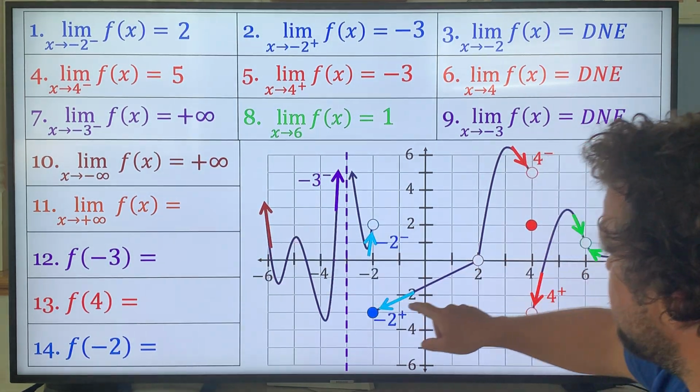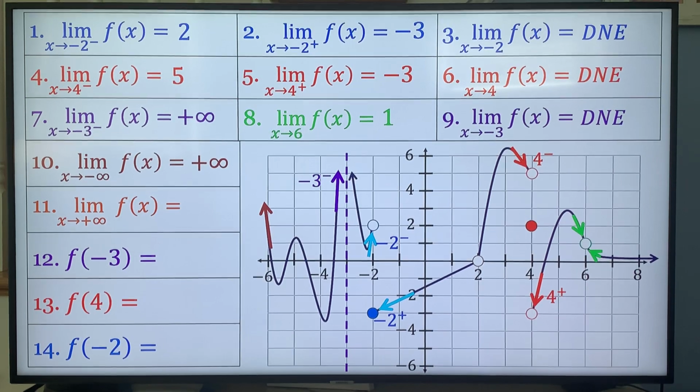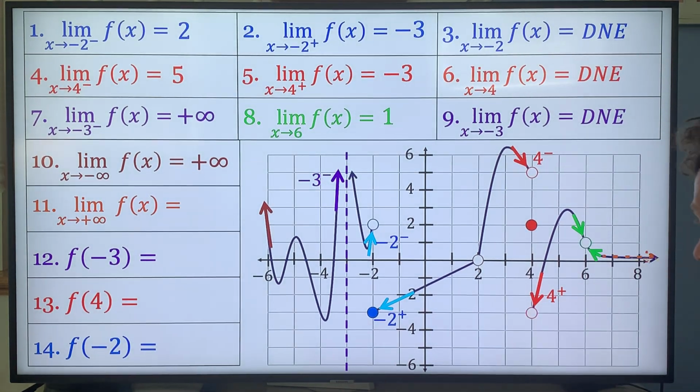The limit as x approaches positive infinity. So I go through my graph. Now what's this graph doing? It looks like it's leveling off at some type of horizontal asymptote. And it's leveling off at what number? At 0. See, it's kind of like flattening. So the answer there is 0.